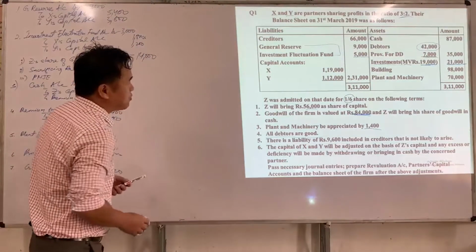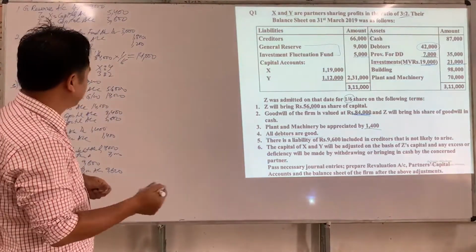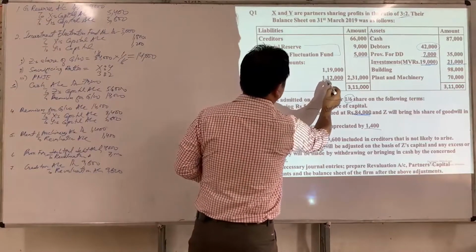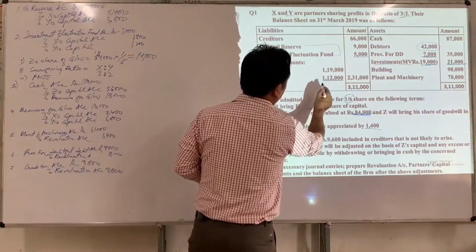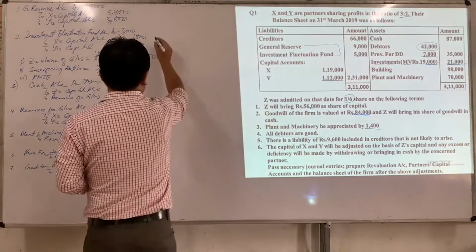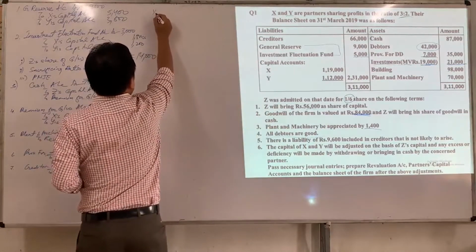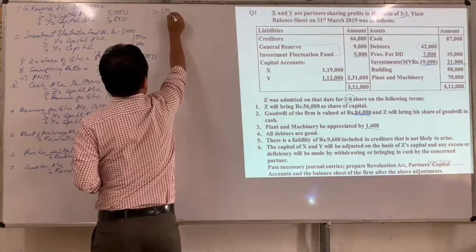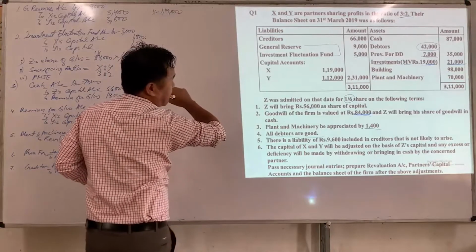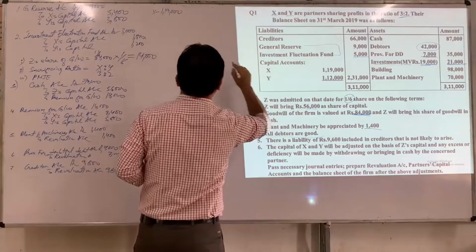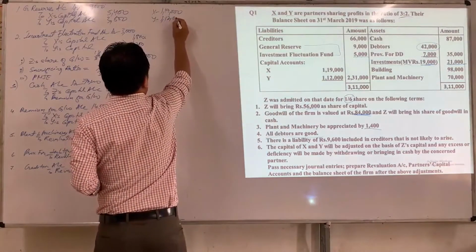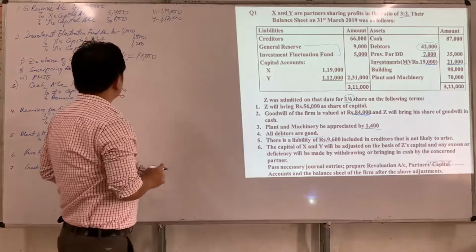Now we are going to prepare partners capital account. So here the opening balance of X and Y's capital is 1,19,000 and 1,12,000. I'm going to write here the opening capital of X, 1,19,000, whereas opening capital of Y is 1,12,000.